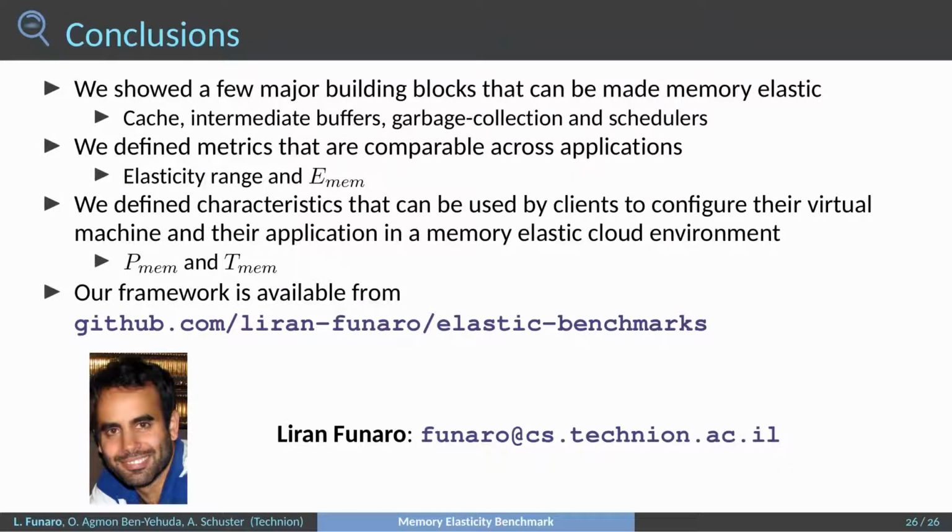To sum up, we showed a few major building blocks of many applications that can be made memory elastic: cache, intermediate buffers, garbage collection, and schedulers. We defined metrics that are comparable across applications, elasticity range and Emem, and we define characteristics that can be used by clients to configure their virtual machine and their application in a memory elastic cloud environment, Emem and Tmem.